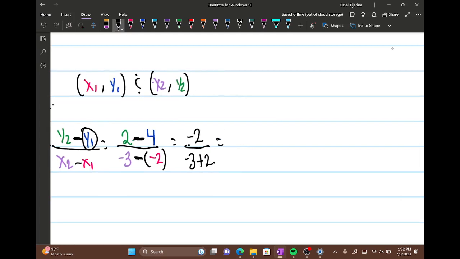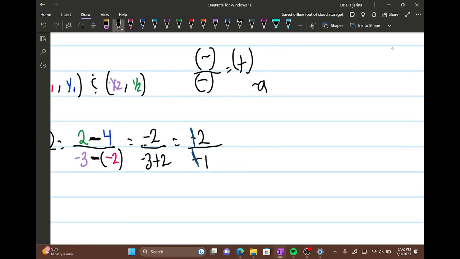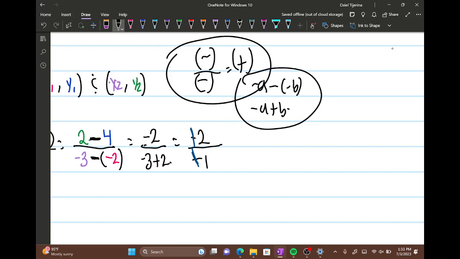And so then this would be -2, and -3 plus 2, well, there's more negatives than there are positives, so it'd be -1. Lastly, you want to make sure you cancel these two out. Negative over negative is always positive, right? And also -a minus -b is -a plus b, right? We want to remember these rules. These are very basic rules that we have to remember.